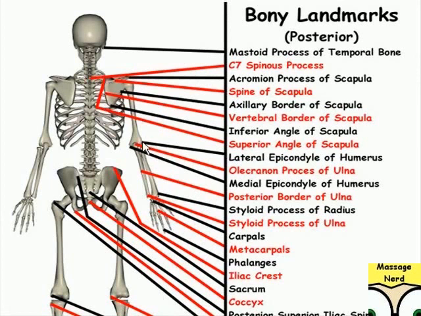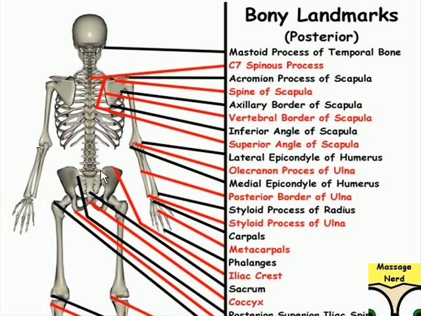Lateral epicondyle of the humerus, right here. Medial epicondyle of the humerus, right here. Olecranon process of the ulna, your elbow. Medial epicondyle of the humerus, right here. Posterior border of the ulna, right here. Styloid process of the radius. Styloid process of the ulna. Carpals. Metacarpals. Phalanges.